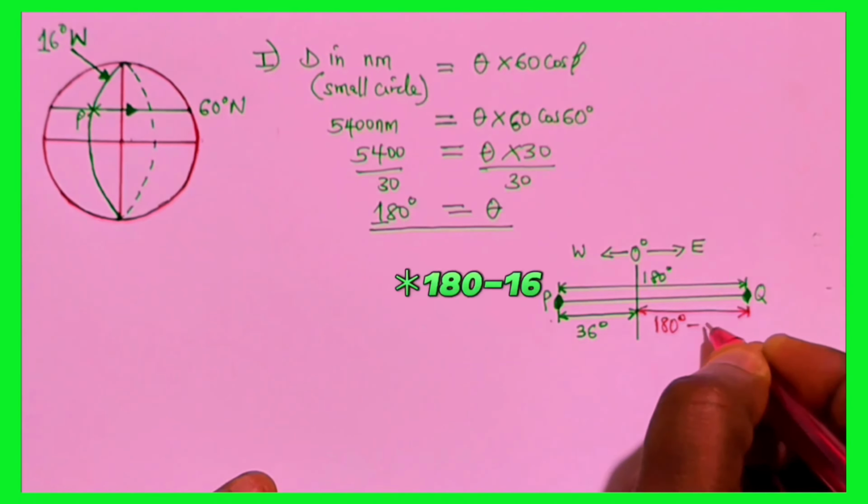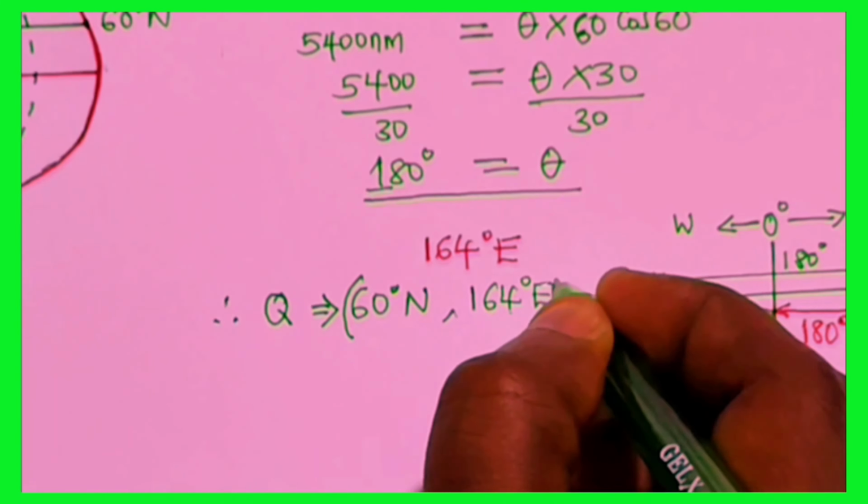And therefore, the position of Q will be 60 degrees north and 164 degrees east.